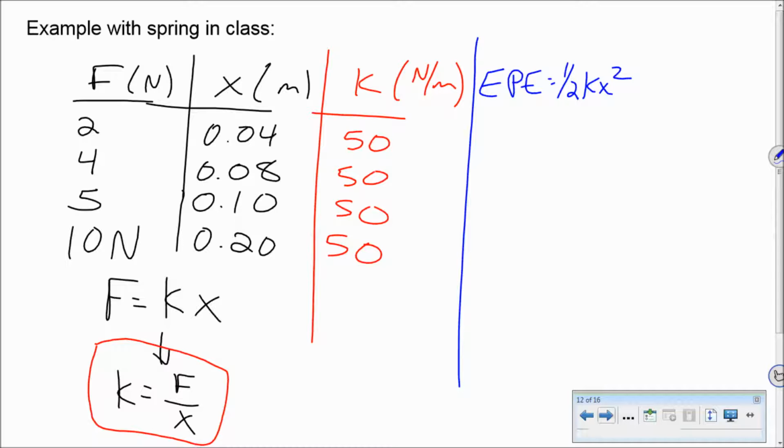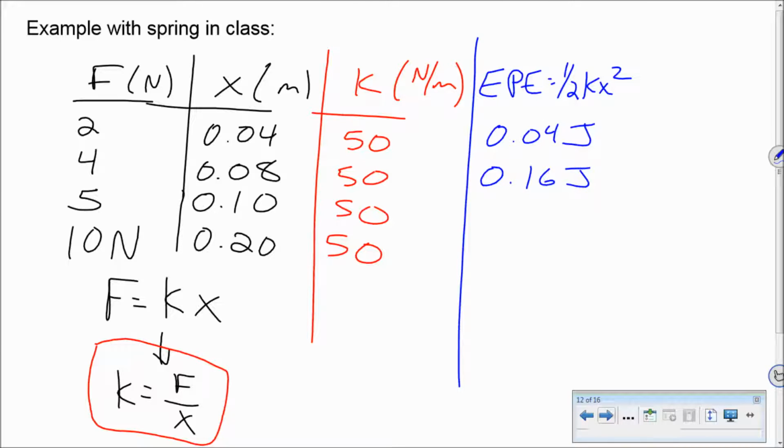In other words, if I double how far I've stretched it, am I going to be doubling the elastic potential energy? No, because of the x squared, right? Okay, so let's see. We know our x, we know our k, so we can find our EPE. For the first one, we're going to have 25 times 0.04 squared. So that gives you 0.04 joules. The next one is going to give you 0.16 joules.